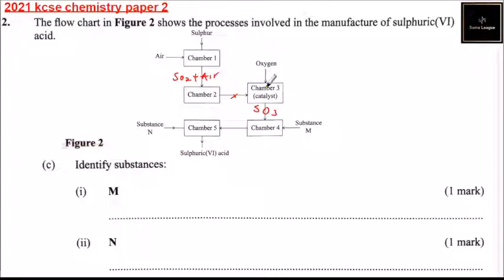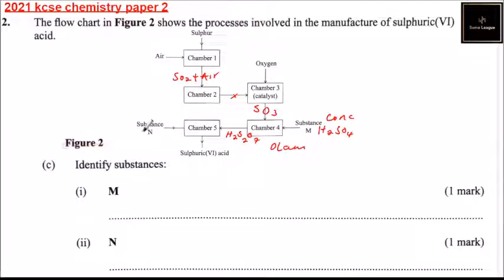So sulfur(IV) oxide is formed. In chamber 4, a substance M is added. So substance M is added. It is conc sulfuric acid. Then we have chamber 5. Once it dissolves in sulfuric acid, what is formed is what we call oleum. So this is H2S2O7. It is called oleum.